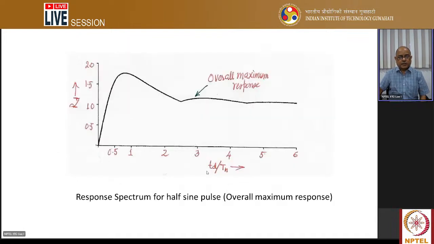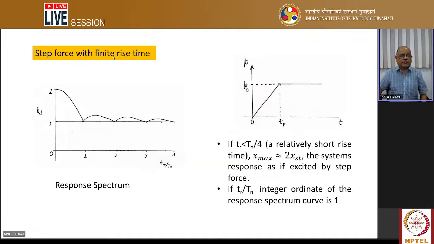So here the shock spectrum for the half sine pulse is shown. That is the overall maximum response. And with the help of this curve, we can find what will be the peak displacement at a particular ratio of Td by Tn. Similarly, step force with finite rise is shown here. You can see one important thing, that Tr less than Tn by 4.